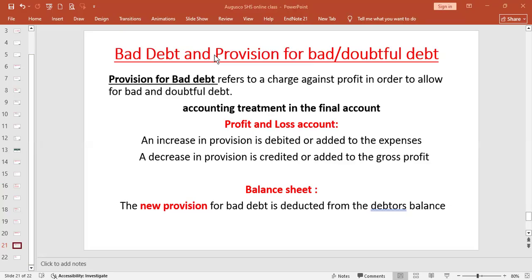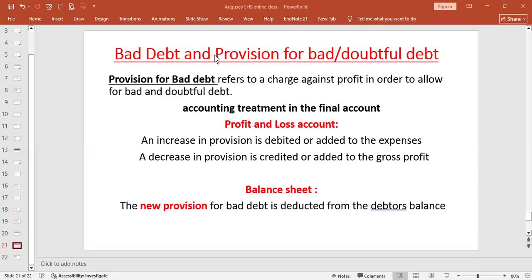right? Even as a student, you know that definitely when you come to school, you would have to incur some expenses for chop money, right? So you have to make provision for your chop money. So provisions are estimates or charges against profits, okay, for you to cushion yourself. In the case of this concept, it is a charge against profit in order to allow for bad or doubtful debt. So it's more or less like setting aside some of our profit to cancel a possible debt that cannot be collected.